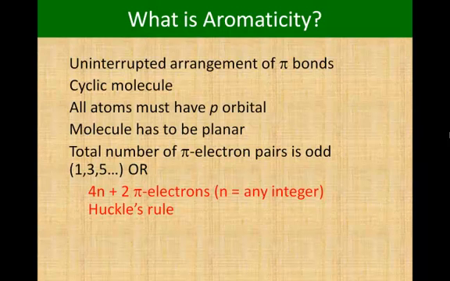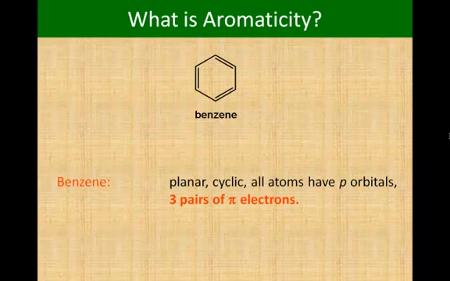So the number of pi electron pairs can either be 1, 3, 5, 7, and so on. Another way to say this is that the molecule will have 4n plus 2 pi electrons in the ring, where n is any integer. And this is the way that Huckel's rule is stated. So in other words, if n were equal to 1, the number of pi electrons would be 6. If n were equal to 2, the number of pi electrons would be 10, or 5 pairs. If the number were 3, the number of pi electrons would be 14. This makes for exceptionally stable molecules. Well, we know that benzene is aromatic, and it fits all of our criteria.